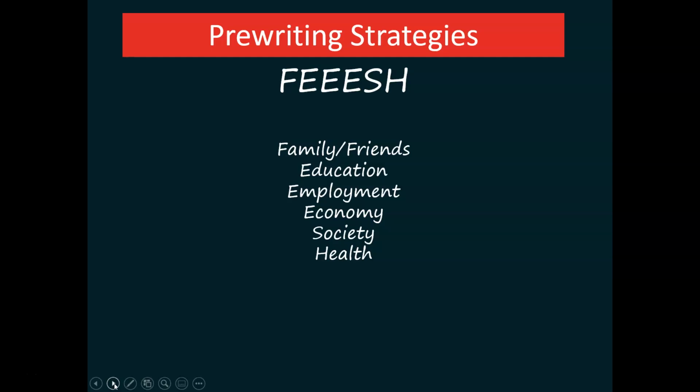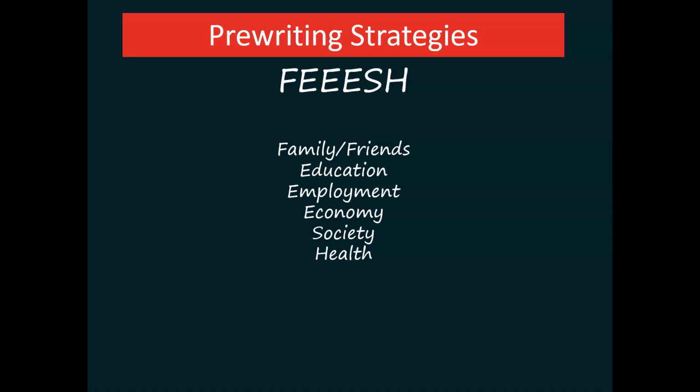This is my own personal strategy that I made up. Let's see if you try it, if you like it. It is called the acronym FISH, okay? And it is a way for you to think of topics related to your writing. So for each letter, there is a general topic like family, friends, education, employment, economy, society, and health. So when you have your topic, you try to think of ideas in each of these categories, and then you choose the best ideas for your writing.